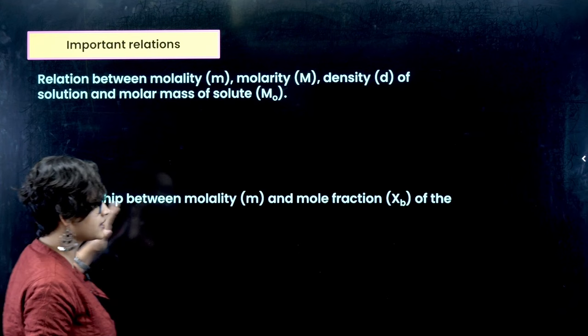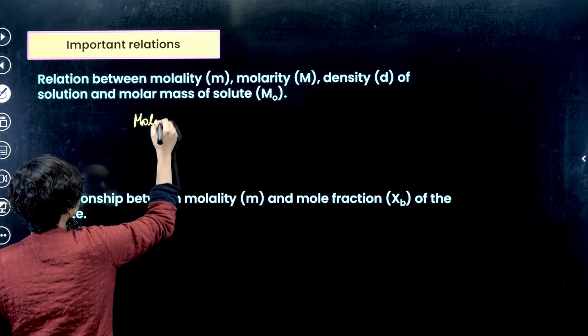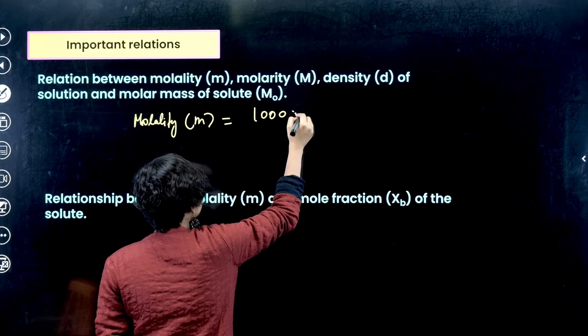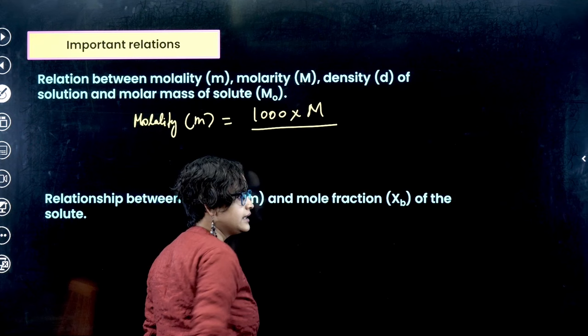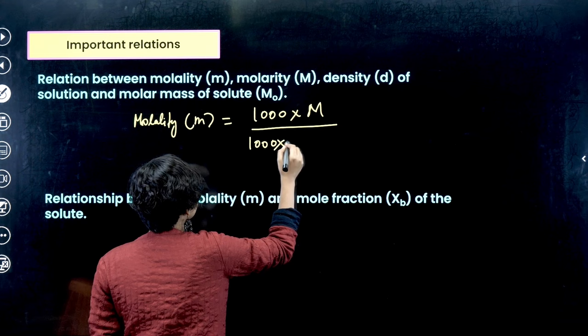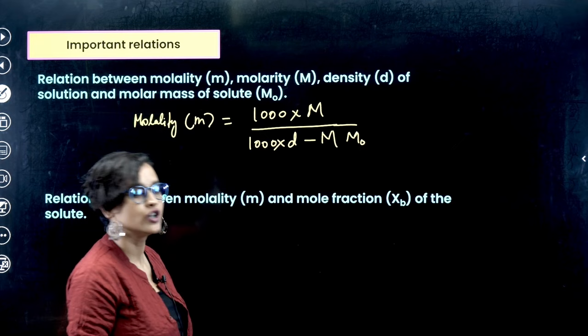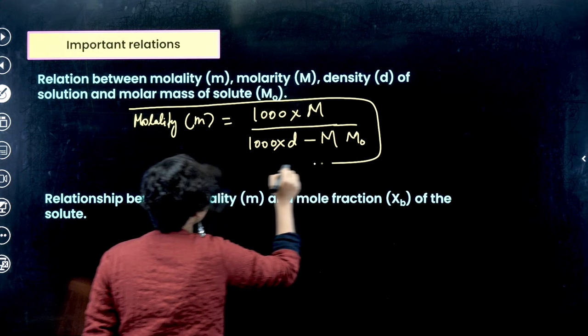You write molality, denoted by small m, is equal to 1000 into M divided by 1000 into d, density, minus M, and then M naught. What is M naught? M naught is the mass of solute, or molar mass of solute. This formula you will have to remember. We will do a question right away, don't worry.